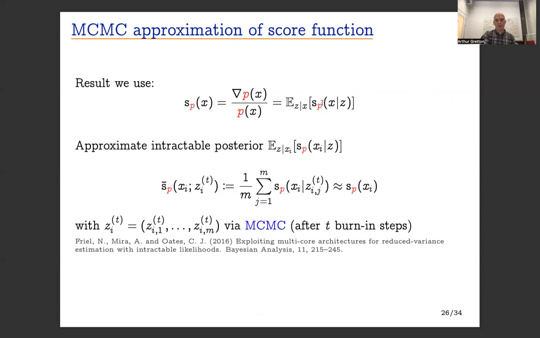So how do we get this approximately? Well, we want the expectation of z given each of our samples xi of s_p of the sample xi given z. We get the posterior z given xi using Markov chain Monte Carlo. So conditioned on xi, we sample z given that xi. We take m such samples after a burn-in period t to ensure that we hit the stationary distribution, and we use those m samples to approximate the distribution of z given xi, and that's our approximate s_p.